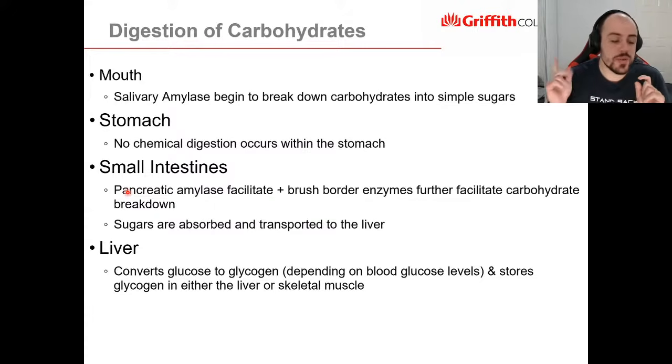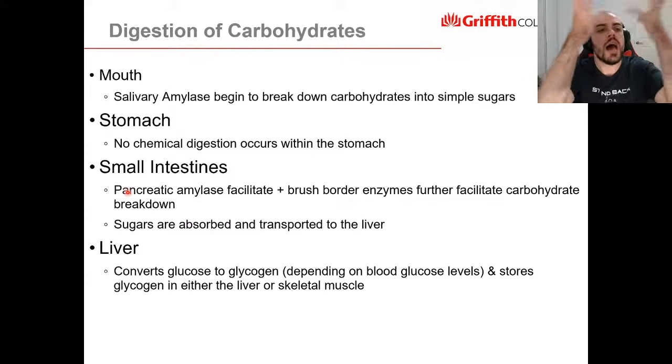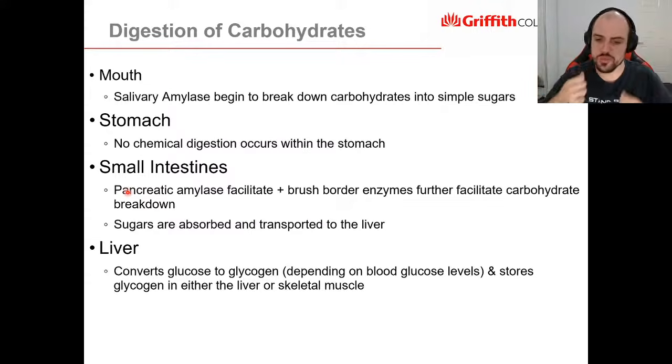That is then going to continue chopping up those carbohydrates, and then these brush border enzymes will further facilitate that breakdown, in the microvilli, those little microvilli hairs on the small intestine. As the carbohydrate comes in contact, it'll further chop and snip them up. Those much smaller sugars can then be absorbed through the small intestines and transported to the liver.